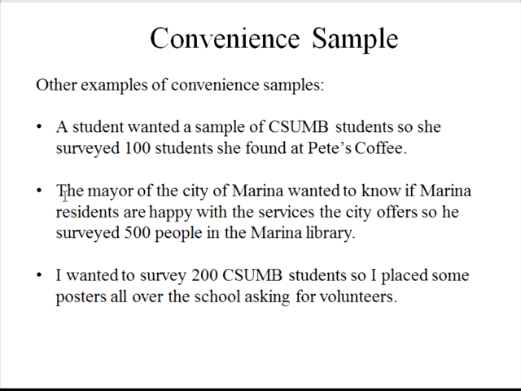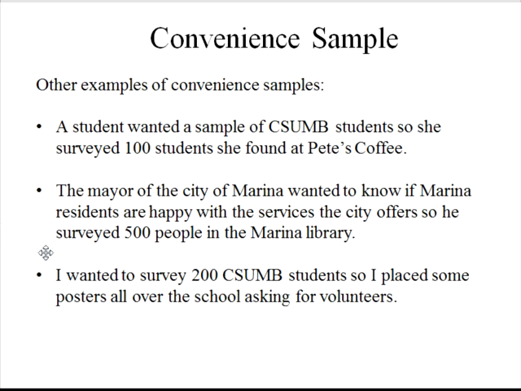Really, it is not, right? Because the 500 people you find in the library are already using a city service, and they're probably already happy with it, right? Otherwise, they wouldn't be at the library. So that is a biased sample.